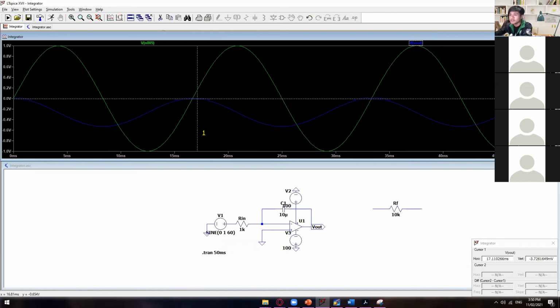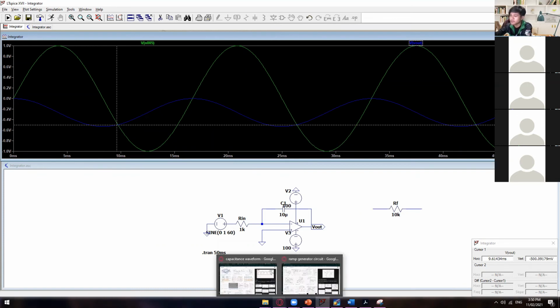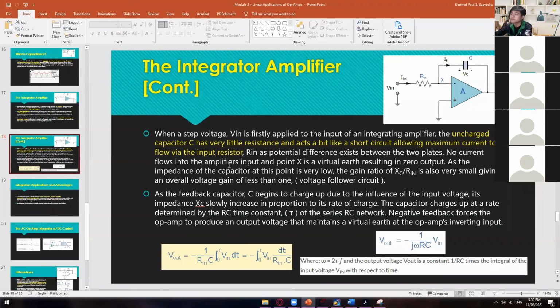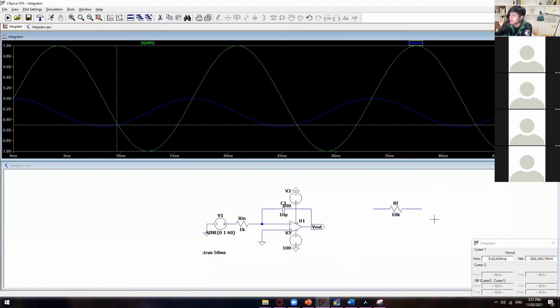All right. So for you to be able to control this kind of output, let's say you want to have a positive and negative output. We have a circuit called the AC op-amp integrator with DC control. So all we need to do is just add this resistance on the top of the capacitance. So let me just connect this one again.